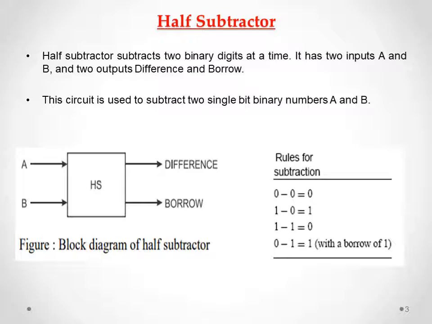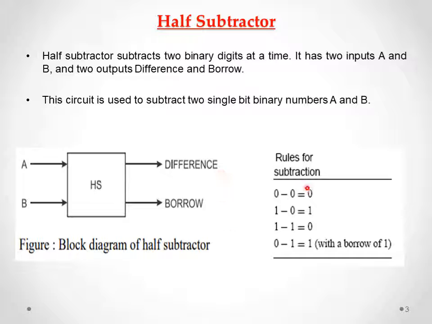Subtractor is a combinational circuit. The subtractor consists of two types. One is half subtractor, another one is full subtractor. Now let's see half subtractor. Half subtractor subtracts two binary digits at a time. It has two inputs A and B and two outputs, difference and borrow.